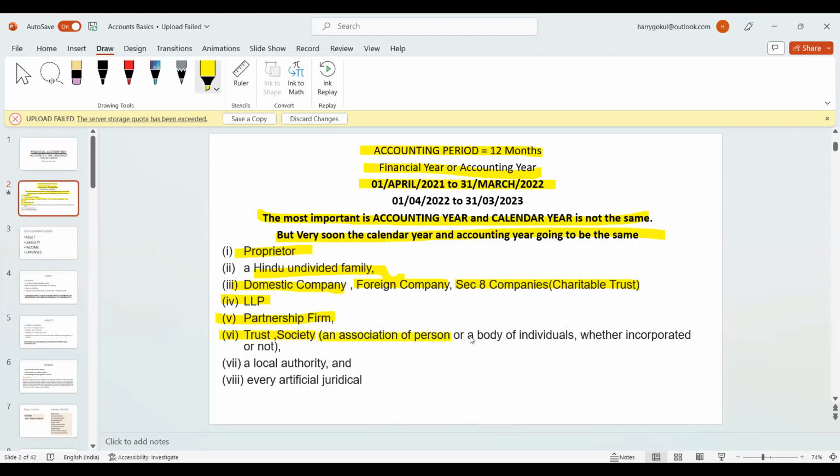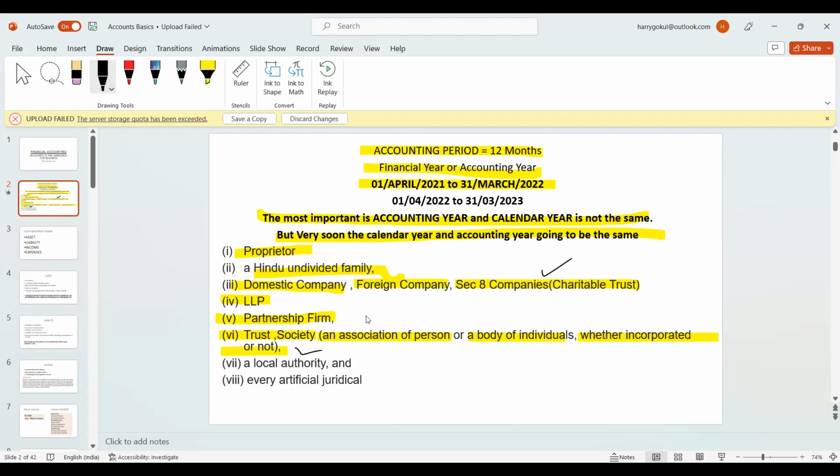It may be an association of persons or body of individuals, incorporated or not, registered as per law or not. Like right now we have 7 or 8 members, and we agreed to make it a trust, but we haven't registered anything. We are using our own funds for charitable activities. Yes, we are a trust, but we haven't incorporated, meaning we are not yet registered under any act. If you incorporate as a company, then it is a Section 8 company, or else you can call it a trust or society.